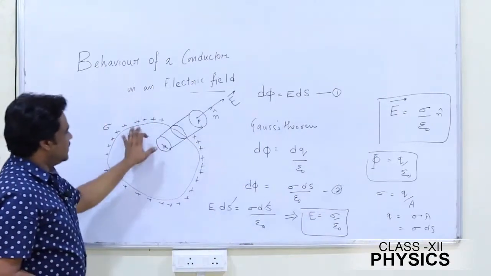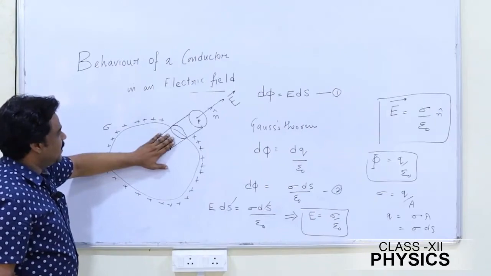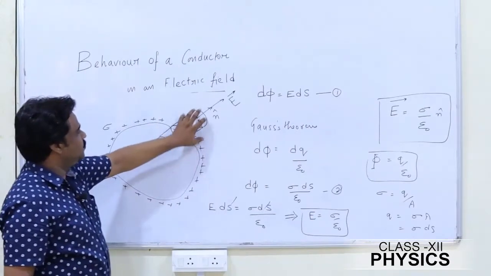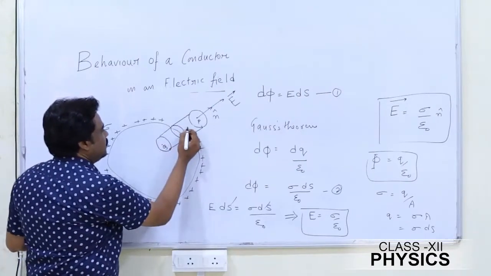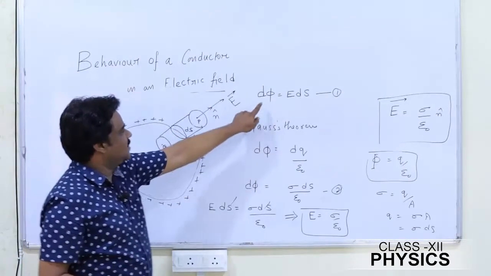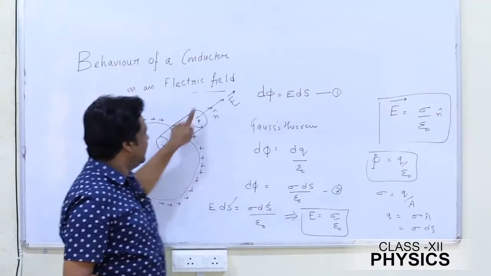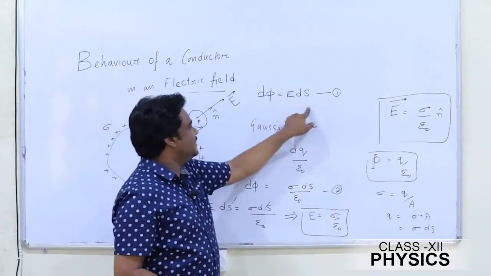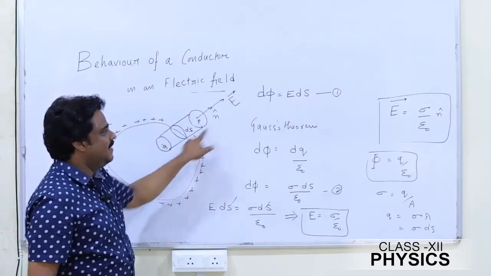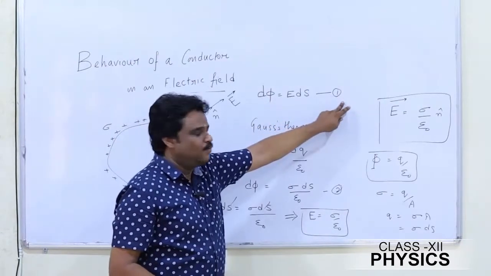Since inside the conductor the electric field is 0, there will be no contribution of flux. So flux is only through the upper face. I am going to assume the area is dS. So the flux can be written as E dS. d phi, the small flux linked with this upper face of the cylinder, is equal to E dS. Why is it E dS? Because E and dS are parallel. For that I am writing d phi is equal to E dS. Mark it as equation number 1.